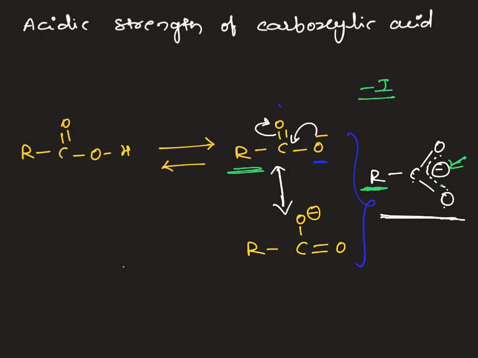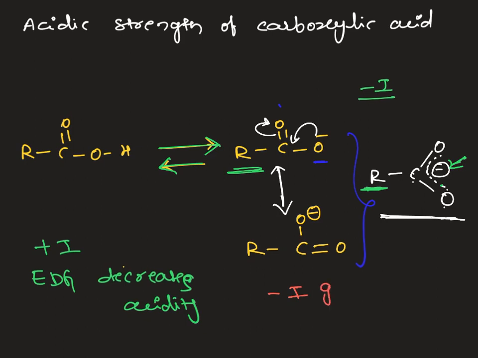So the reaction will go in this direction if we take a minus I group. If we take a plus I group, the equilibrium will be in this fashion. The acid dissociation constant will decrease, and the acidic strength of the acid also decreases. So overall I can say that plus I groups, that is electron donating groups, decrease the acidity of carboxylic acid.